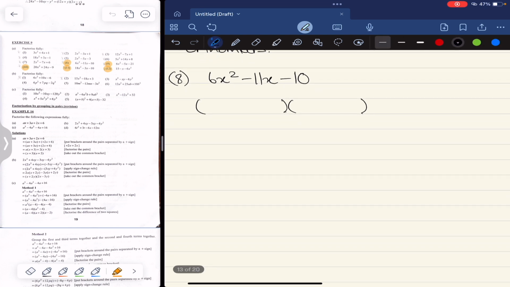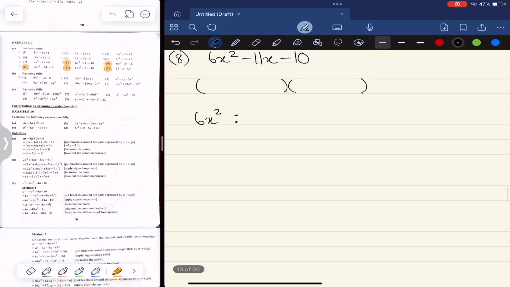Now, this is not that complex, but we'll use this just to get into it. So what I'm going to do is write down the 6x squared, and write down what we call the product options for 6x squared. Now, what does that mean? It means the factors that, when you multiply them together, will give you the 6x squared. So I can start with 1x multiplied by 6x. That will give me 6x squared. So that's one of them.